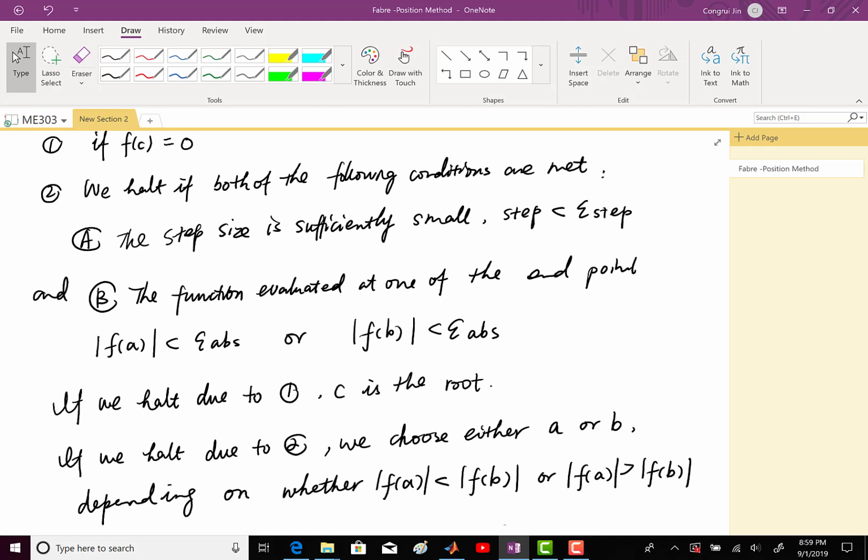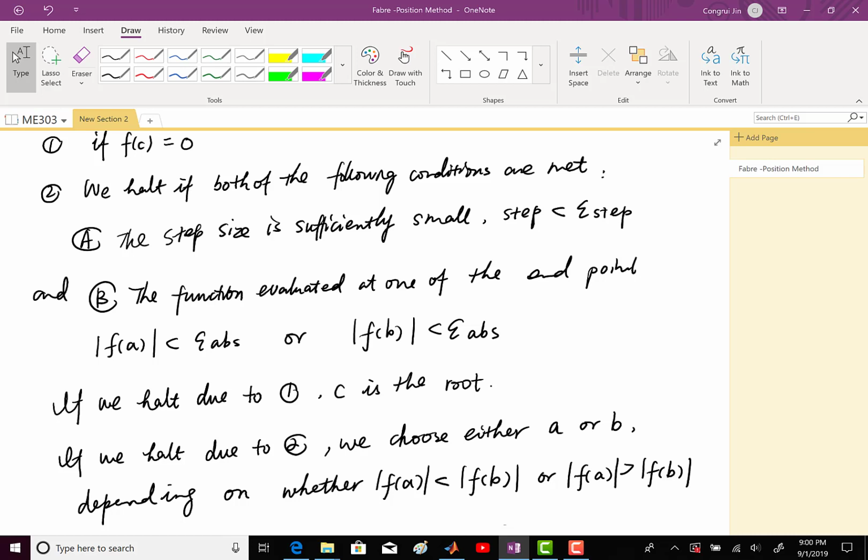Condition A is that the step size is sufficiently small, which means the variable step should be less than a constant, and this constant is called epsilon step. Remember that we define step as how much the interval is shrunk after each iteration, right? If at some point the interval is barely shrunk, which means the interval is already small enough, then there is no point to continue the iteration.